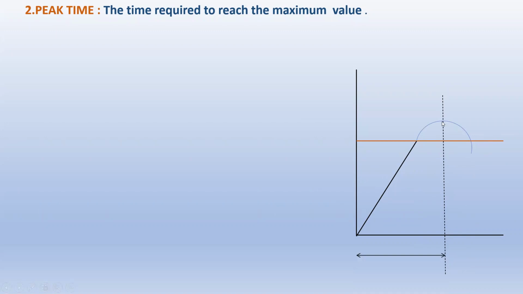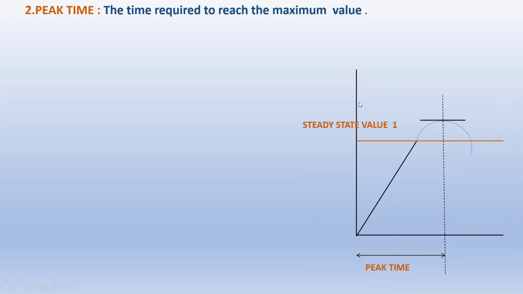This is the maximum value, and if you trace these oscillations about the steady state value, they are kind of exponentially decaying. So this one will be the maximum value we can achieve. From the start up to achieving this value, the time taken is what we call peak time. So this is the peak time, and this is the steady state value.